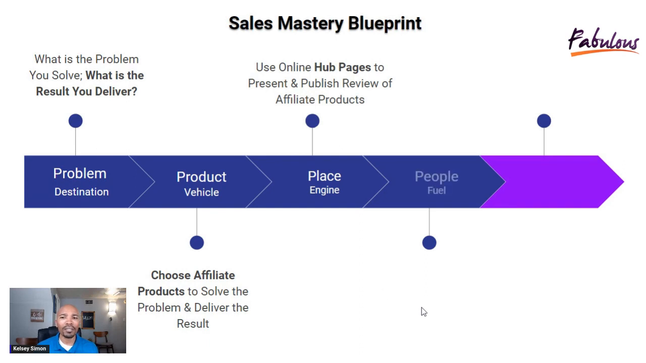Okay, so the next P now is people. And people is like the fuel to the engine. If the place is the engine, your home online, your affiliate hub is that engine, then the fuel makes that engine work. The engine makes the vehicle move, which is your product. So you want it to move like in sales. And once it's moving, it's going to now get your buying audience to their place of destination, which is equivalent to them solving their problem.